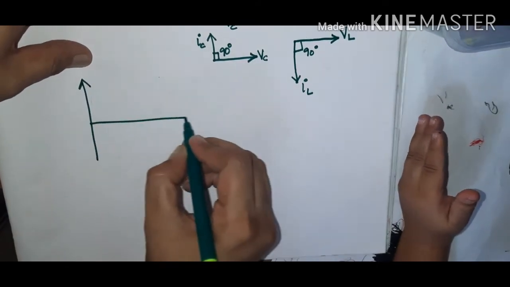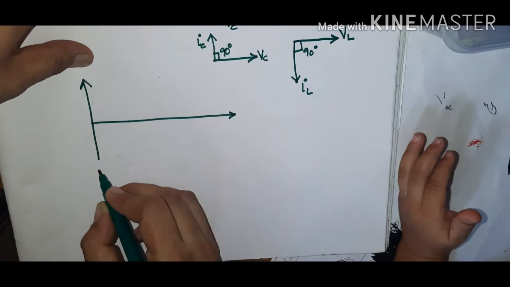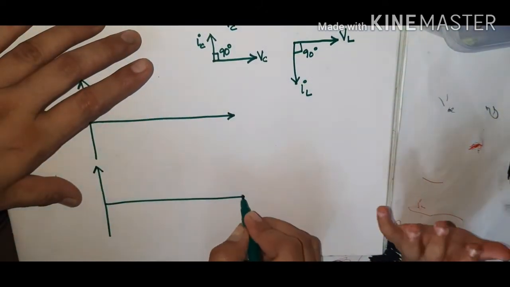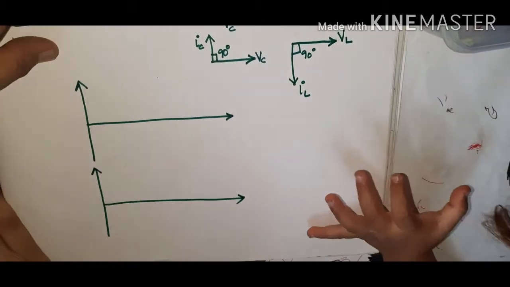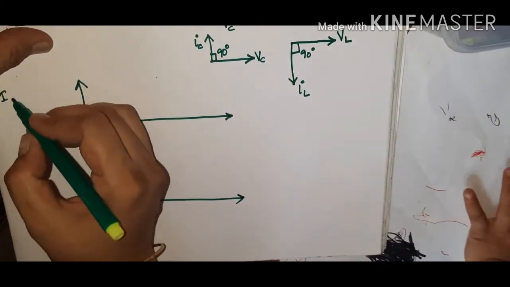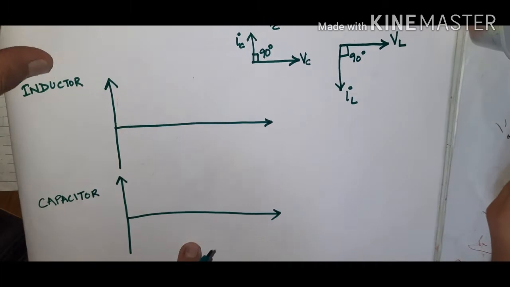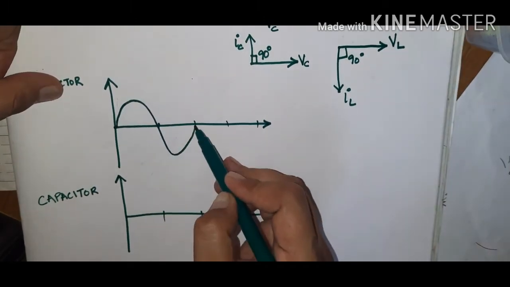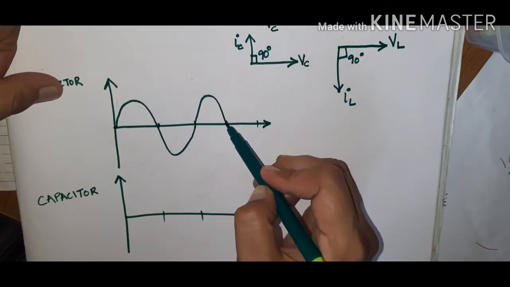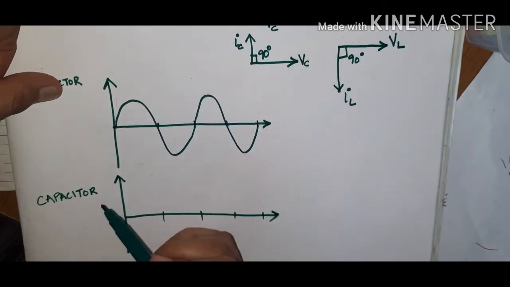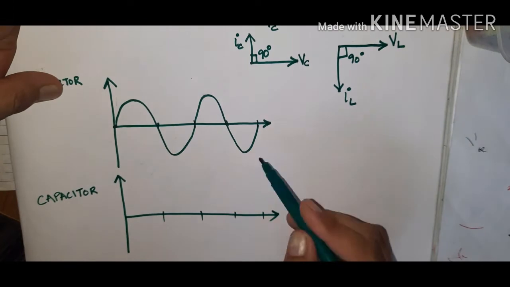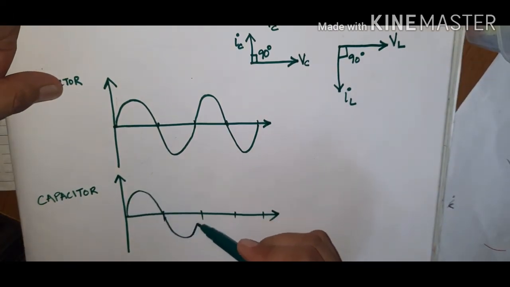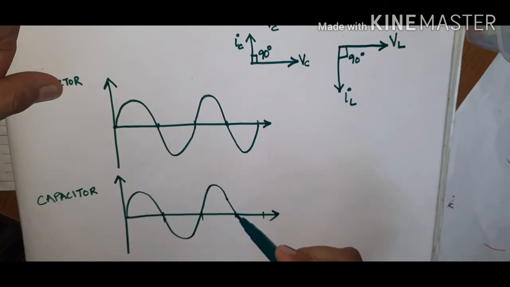This is going to be the waveform for the inductor, and just below that I am going to draw the waveform for the capacitor. So this is going to be the inductor and this is going to be the capacitor. This is the positive half cycle, this is the negative half cycle, this is again a positive half cycle, and this is a negative half cycle. For the capacitor also, the magnitude of the voltage we will let be the same. So this is the voltage waveform.